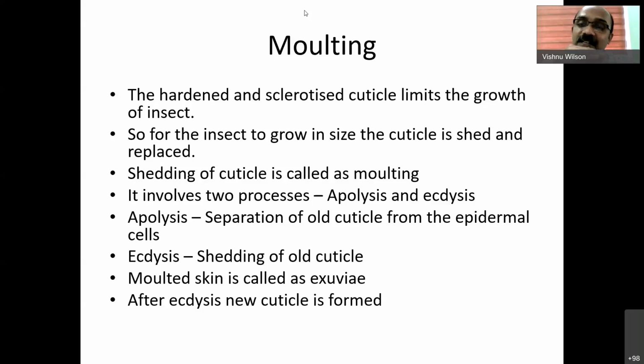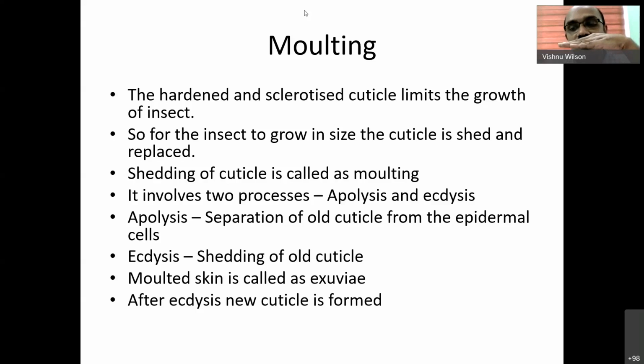Apolysis is the separation of the old cuticle from the new cuticle. Imagine this is the old cuticle, and a new cuticle is slowly forming. By the time the new cuticle is forming, the old cuticle slightly separates out from the new cuticle. So there will be a gap between the old and the new cuticle, and this separation of the old cuticle from the new cuticle is called apolysis. And once the new cuticle is formed, the old cuticle will be removed, shed.